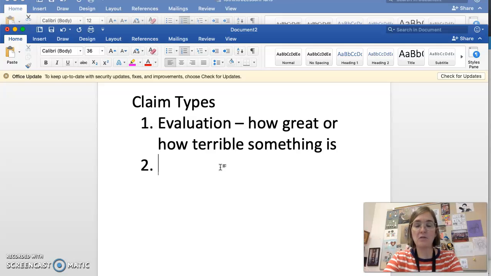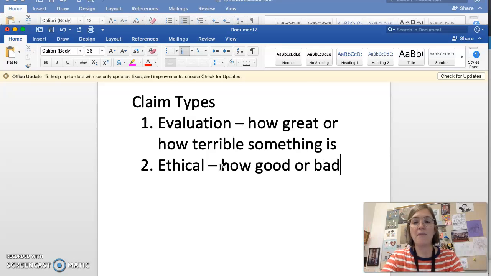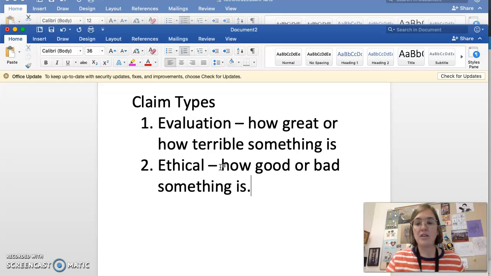Another claim type that goes along with evaluation is an ethical claim type. This is very similar, but instead of arguing about how great or how terrible something is, you are arguing about how good or bad something is, in terms of ethics or morals. Is this a good thing? Is this a good practice? Should we continue to do it? Or is it bad? Is it evil? Should we stop doing this? Is this a sin, or what's the opposite of sin? Good thing.